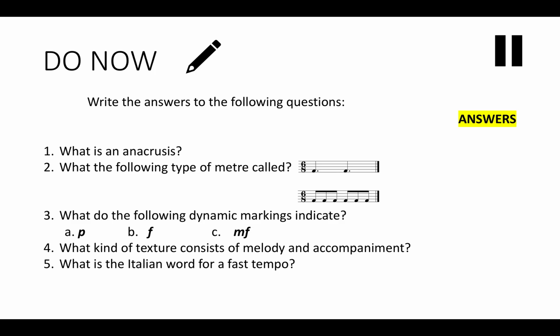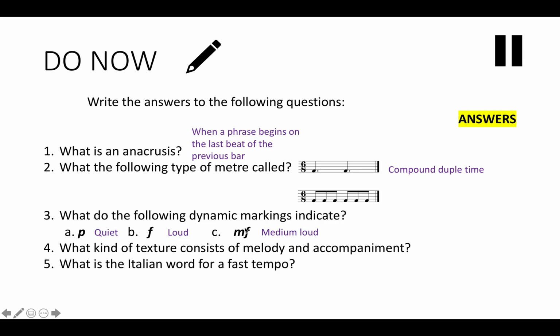An anacrusis or an upbeat is when the phrase begins on the last beat of the previous bar. The meter that is shown here has 2 beats per bar, and those beats are both divided into 3 subdivisions. So we know that that's compound time, and because there's 2 beats, that's duple, so it's compound duple time.